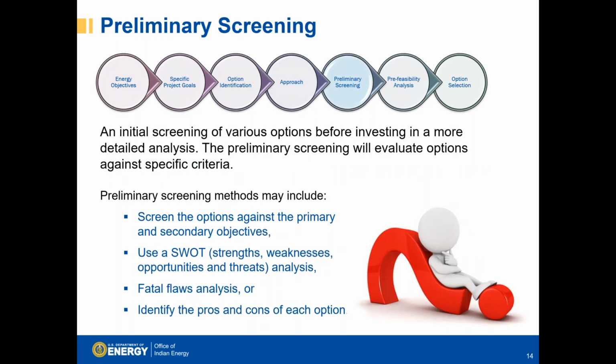So during the preliminary screening, we've included in the template a variety of methodologies. You could first screen against your primary and secondary objectives. You could also use a SWOT analysis: strengths, weaknesses, opportunities, and threats. We do have some examples and instructions in the template for that as well. You might look at fatal flaws analysis, or just go through pros and cons of each option. And again, this is sort of the preliminary screening to identify the most probable feasible options. Next slide, please.